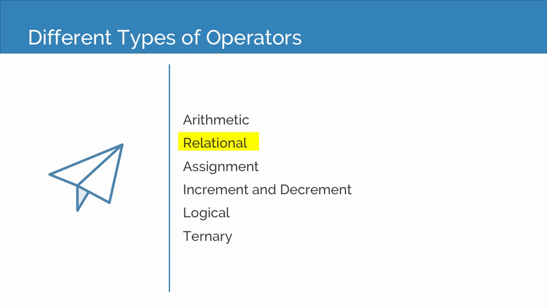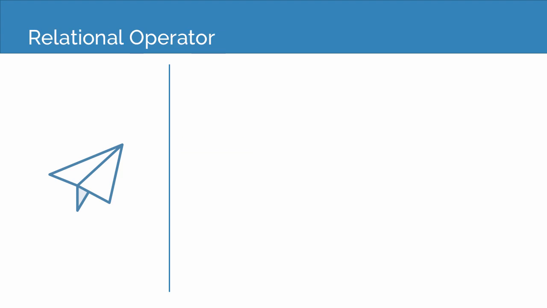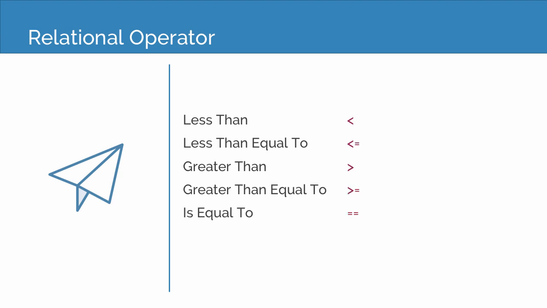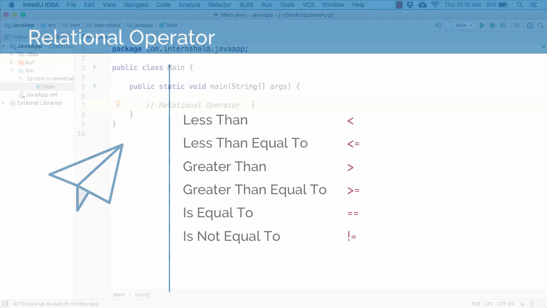Let us now proceed and check out the relational operators in Java. So first of all, what are the various types of relational operators? The very first one is the less than operator. And then we have less than or equal to, greater than, greater than or equal to, is equal to, and at last we have the is not equal to operator. All these operators can be called comparison operators that help you to compare two numbers, two variables, or some data. So how to use all these operators, let's check it out.